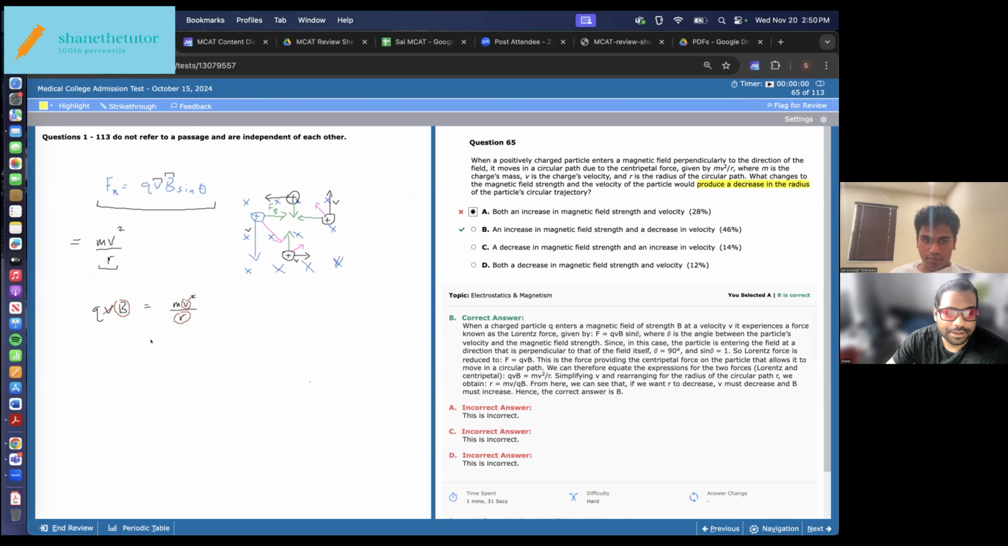Yeah, I'll just do it like this. So this would be mv over qB. Yeah, this is better. So this shows that radius is proportional to velocity and inversely proportional to magnetic field strength. So if you want a decrease in the radius, you want a decrease in your velocity and an increase in your magnetic field strength. Okay.